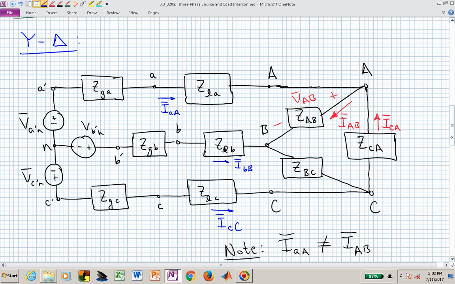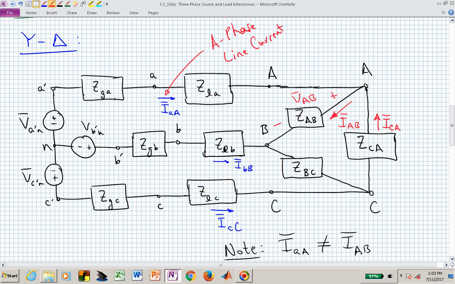Here we have a Y source, that's the one that we will denote first, connected to a delta load, and we also have our transmission line impedances shown. Here we have our A phase line current, and what else do we have?